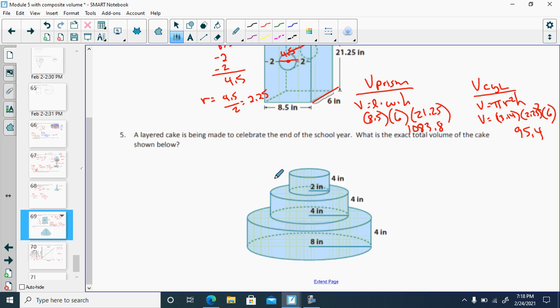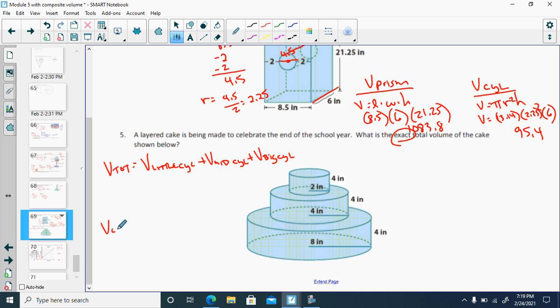And then this last one down here that we're going to do, this is a cake. We want to know how big it is. They want this in exact volume, so we leave the pi in. What do I have? I have a little cylinder, a middle-sized cylinder, and a big cylinder. So the total volume here would be equal to the volume of the little cylinder plus the volume of the mid-sized cylinder plus the volume of the big cylinder.